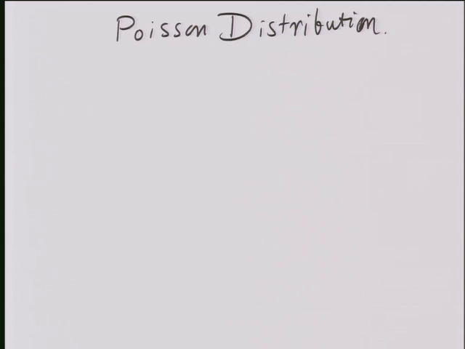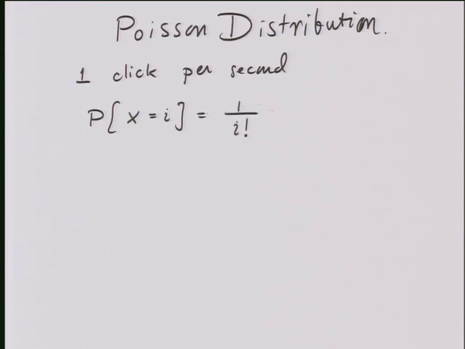Here's what the Poisson process says. Let's do it first with 1 click per second on average. The probability that X equals i is going to be 1 divided by i factorial times e to the minus 1. So e to the minus 1 over i factorial.